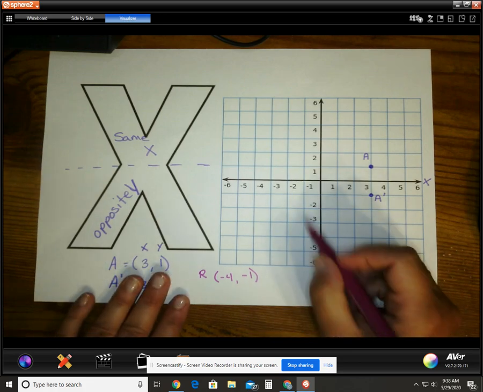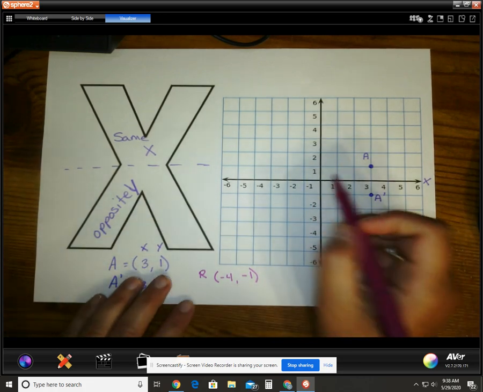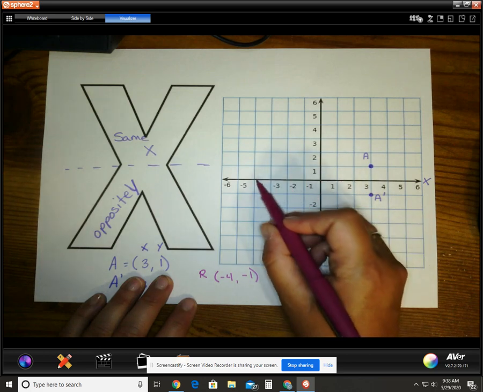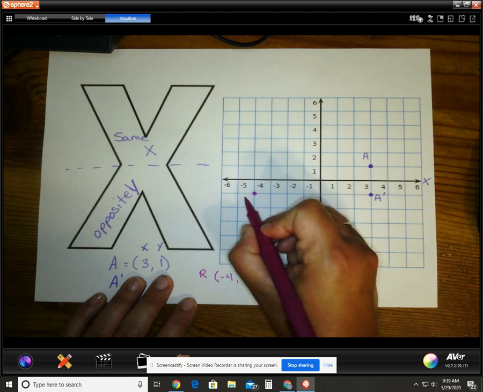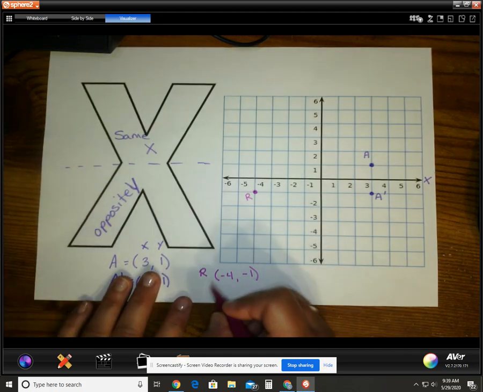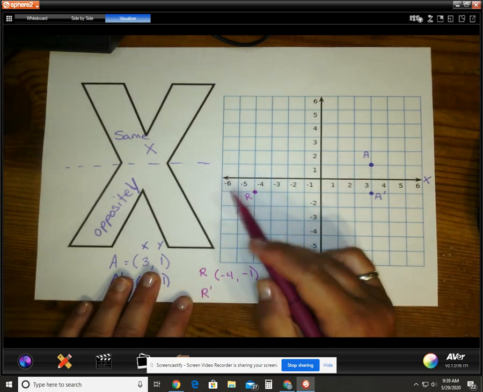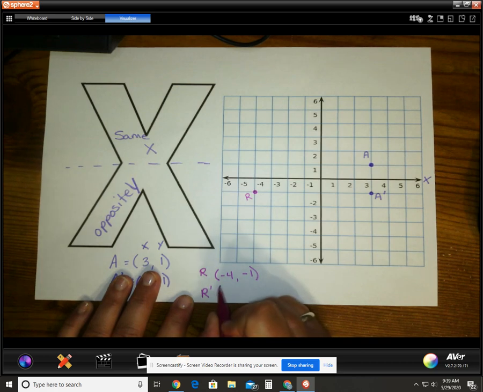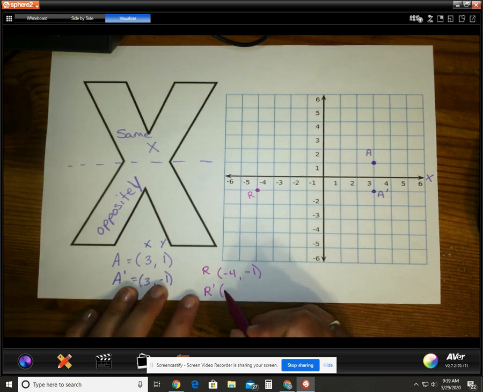Okay, so I go through and I'm going to plot -4, -1. So 1, 2, 3, 4, and I'm going to go down -1, and that gives me point R. And if I say to you, hey guys, I want you to reflect R, R prime, the reflection of it over the x-axis, that means I'm going to keep the same x number. So my x is -4, so I'm going to keep -4 because it tells me that's the one I'm going to keep.